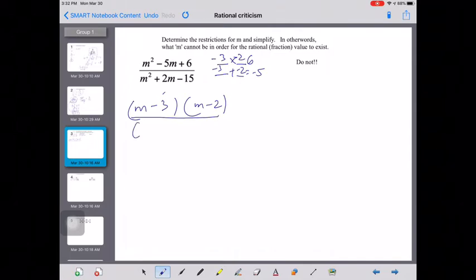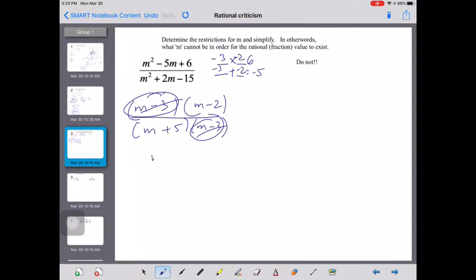Over here, I'm not going to explain too much. I'll just go directly into factoring this. You have m plus 5 and m minus 3. Now, if you notice, the numerator and the denominator have a common factor. What that means is you can take m minus 3 and m minus 3 and divide them. Identical term divided by identical term gives you 1. And then you end up with m minus 2 over m plus 5. This is your reduced rational expression.